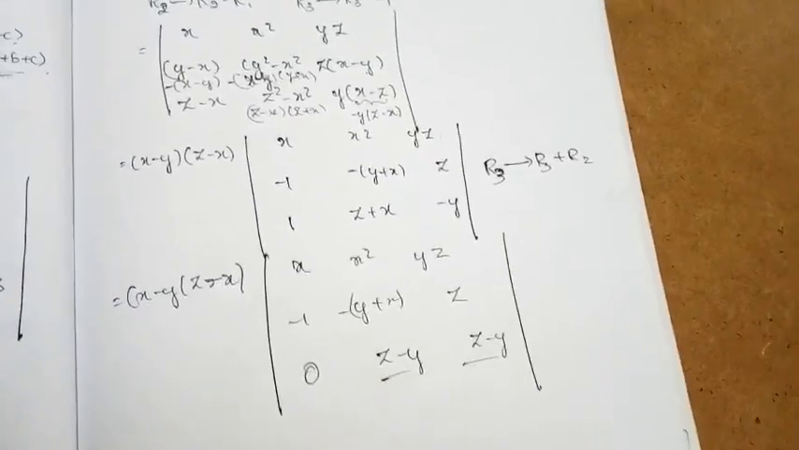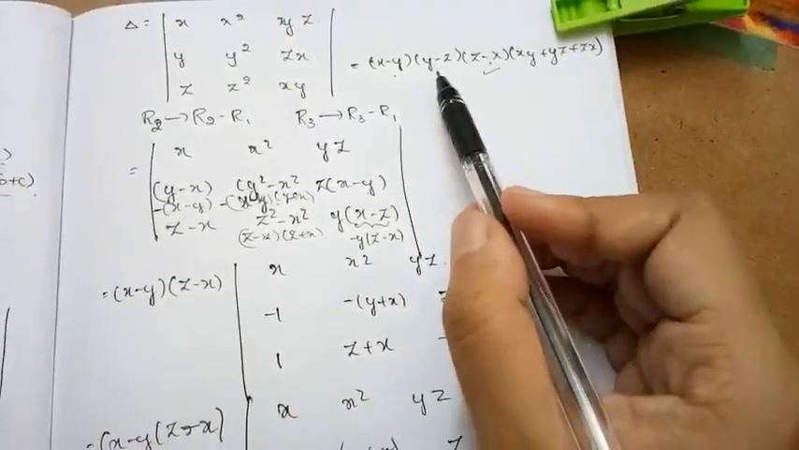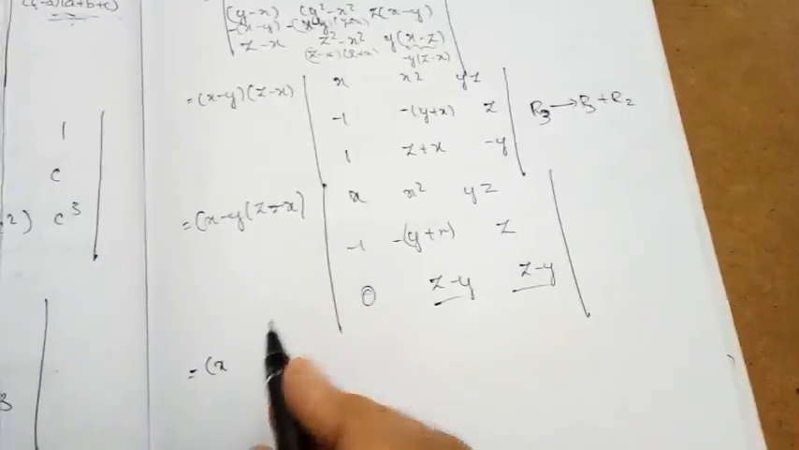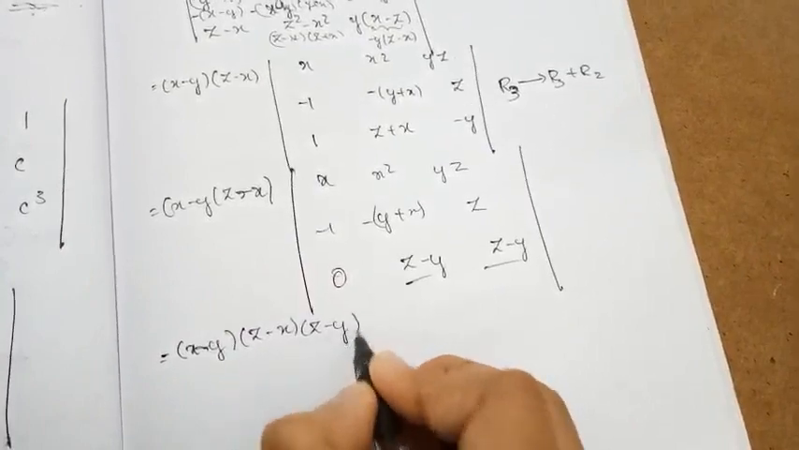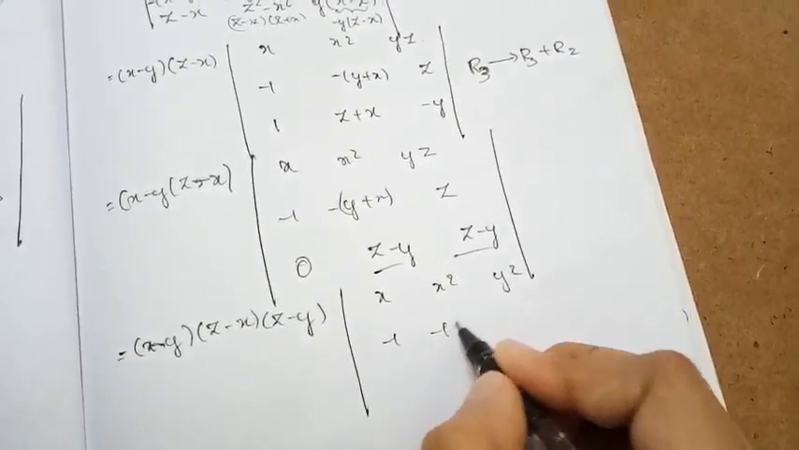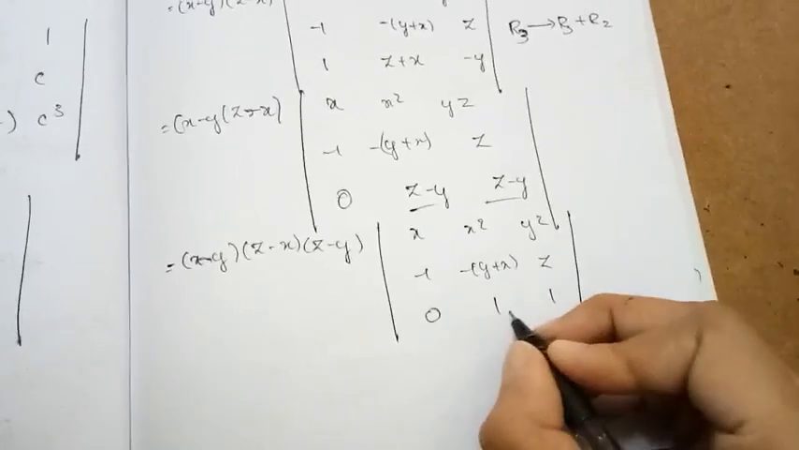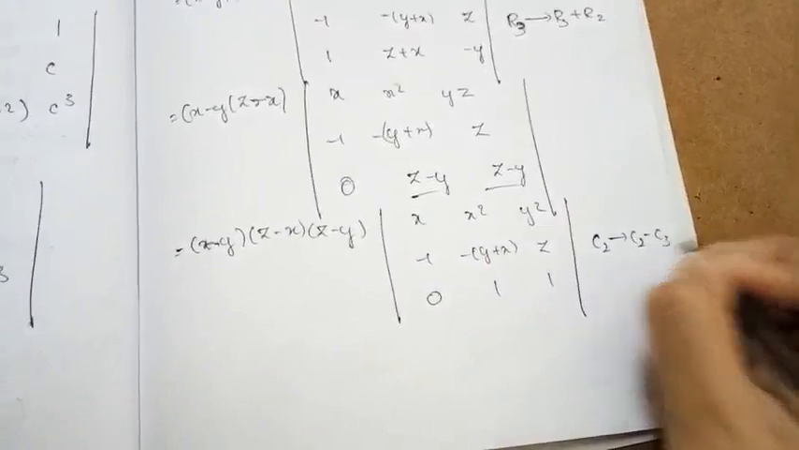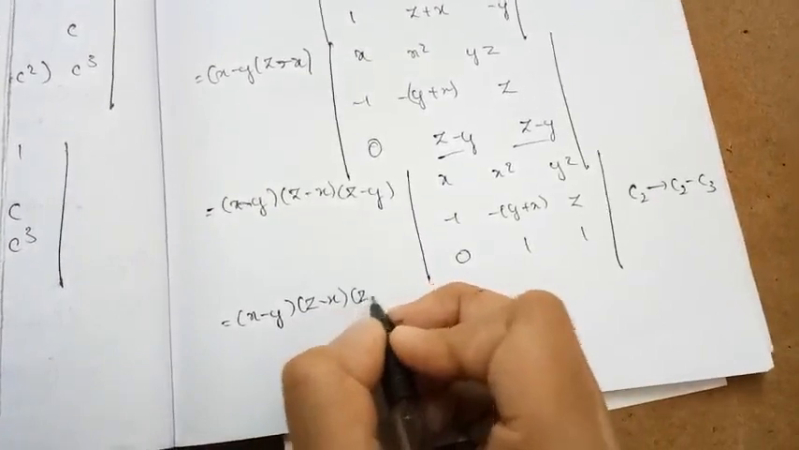Now from the third row I can take z minus y common outside. But here we required y minus z, and I am taking z minus y. Let it be. Let us take that minus common later. So I am taking at present z minus y common outside. Remaining is x square, y, minus y plus x, z, 0, 1, 1. Now by looking at these two 1s, I can apply C2 implies C2 minus C3. At that time here it becomes z minus y.